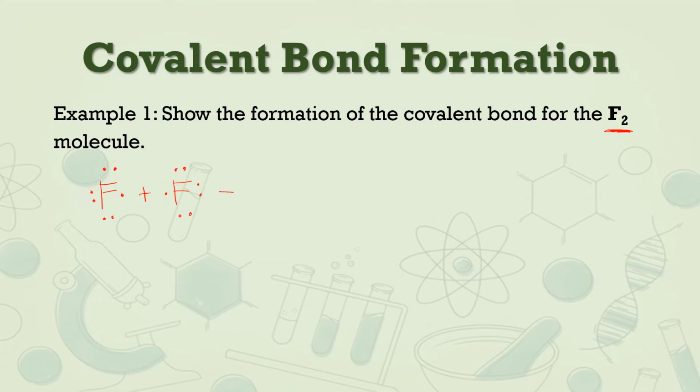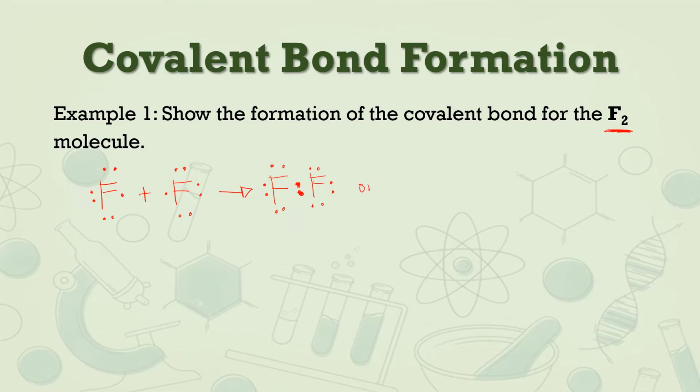Now, how is the sharing in here? Take note that no atom is losing or gaining electrons. They are just sharing. So if you are going to show the covalent bond formation, you just have to simply write this. 2, 4, 6, 7, and 8. Now, take note that the dots in here are being shared by each fluorine atom. So no one is gaining, no one is losing. They are just sharing here. And this is where the covalent bond is located.